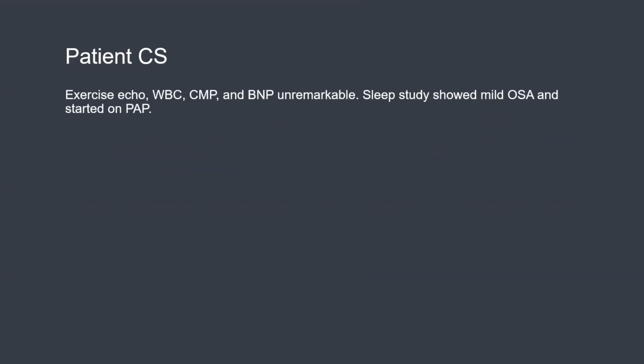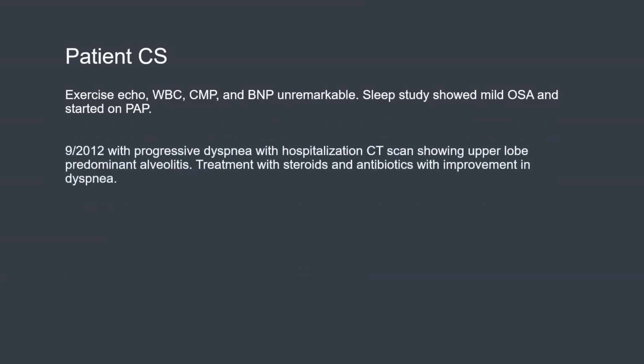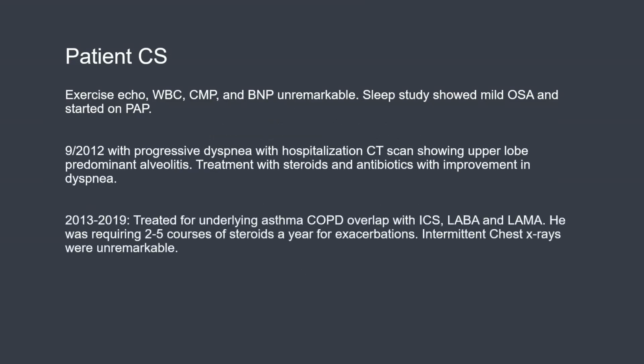At that time, he had an exercise echo, white blood cell count, comprehensive metabolic profile, and BNP that were unremarkable. They sent him for a sleep study, which showed some mild OSA, and he was started on PAP. In September of 2012, he had progressive dyspnea. He was hospitalized and had a CT scan that showed some upper lobe predominant alveolitis. He was given steroids and antibiotics, and his dyspnea improved significantly at that time.